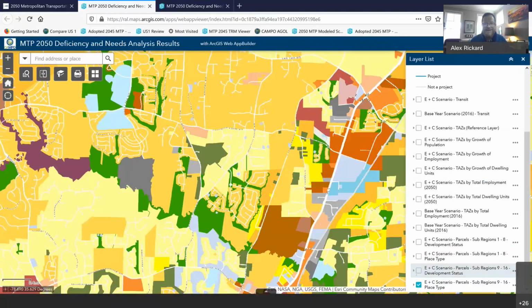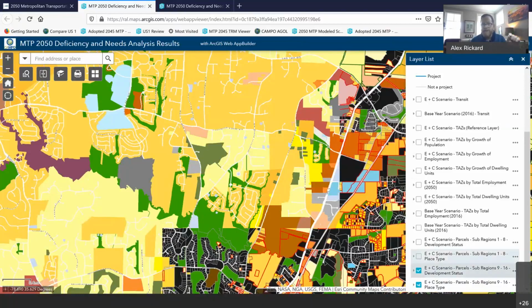But again, typically when folks come back and say, Alex, you're not showing the amount of traffic on this road that we expect, why isn't my four-lane project making it into the MTP? And then we look at the TAZ data and you tell me, Alex, you don't have near enough growth coming to my area.